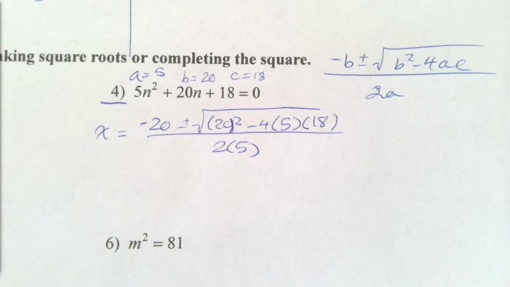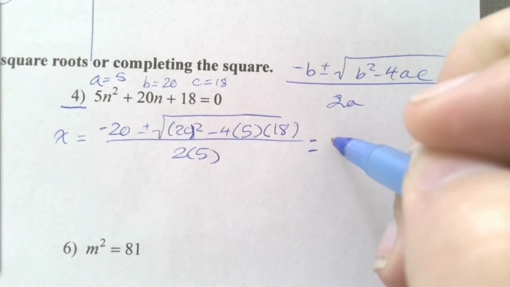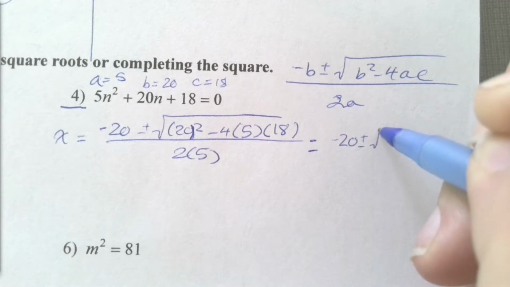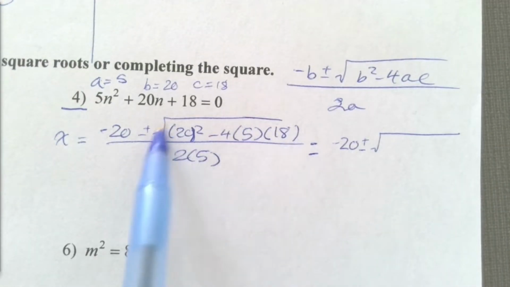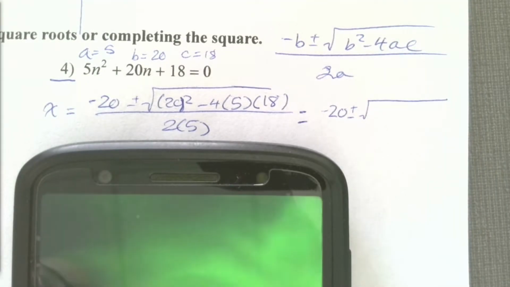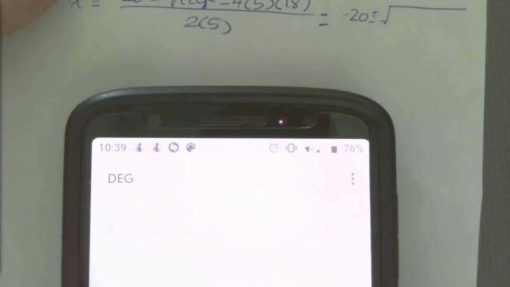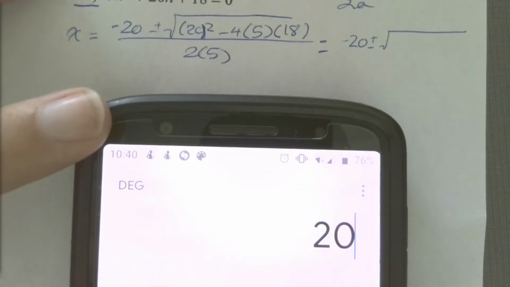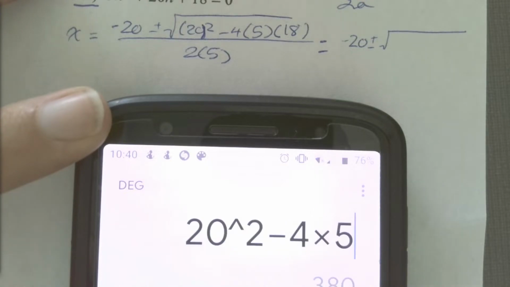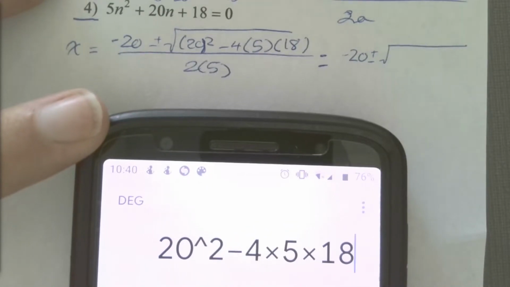Okay, you guys. Let's break it down. I would 100% grab a calculator. We want to figure out what this is all at the same time. So in our calculator, we're going to do 20 squared minus 4 times 5 times 18. I want all of that at the same time. You follow? You guys tell me what you get.